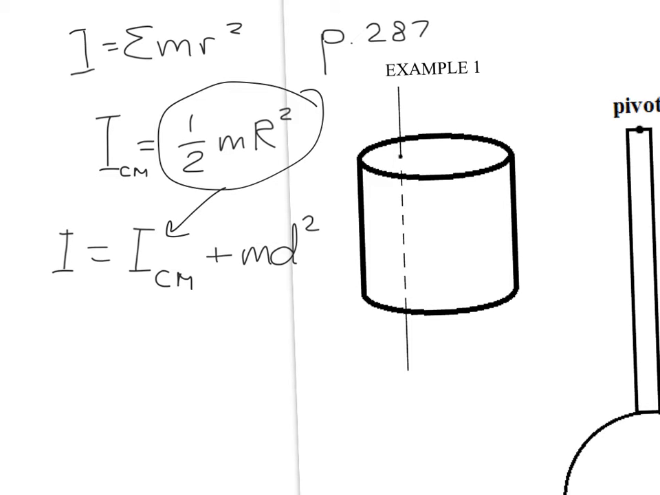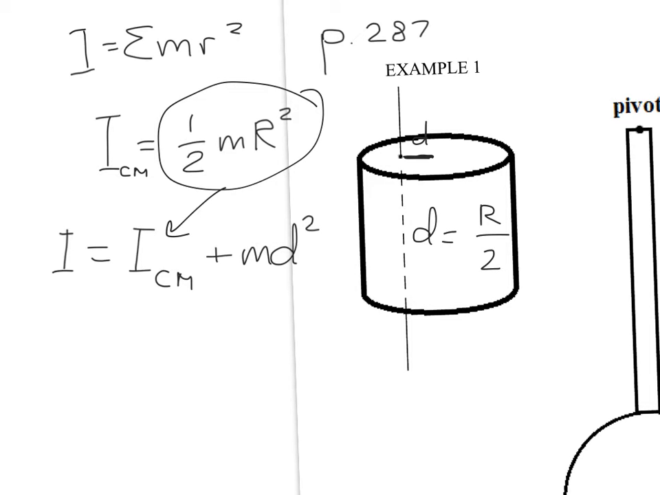Okay, but the MD squared part, the M is the mass of the cylinder, but the D is the distance between the center of mass and the pivot point. So that right there, that's going to be D. All right, let's say that D happens to be half of the radius of this cylinder.